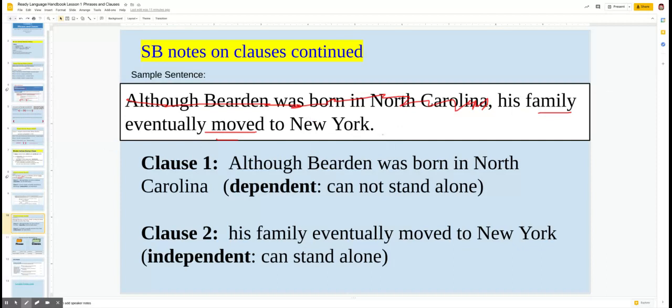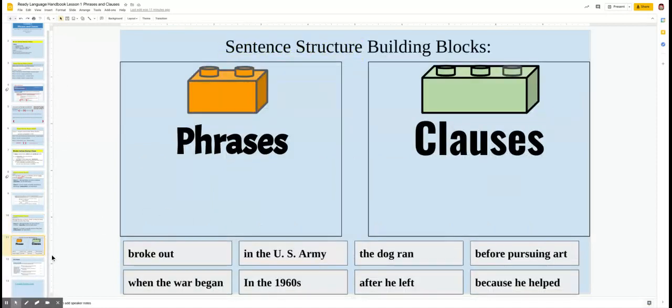So let's go look at some practice. We're going to check out and see what happens when we break down some phrases and clauses, some drag and drop into our sentence structure building blocks. So you have got 8 answers at the bottom of your screen. 4 of them are phrases and 4 of them are clauses. So let's figure out which one goes where. So I've got broke out. Is this a phrase or a clause?